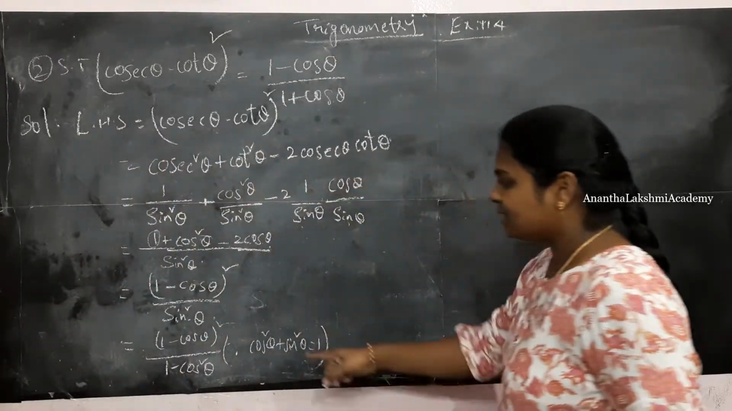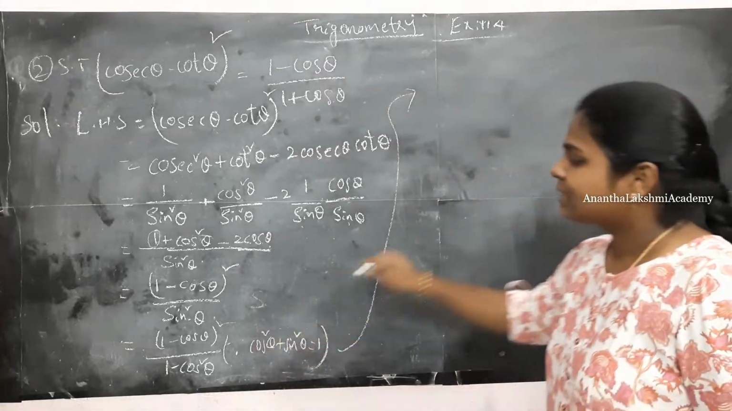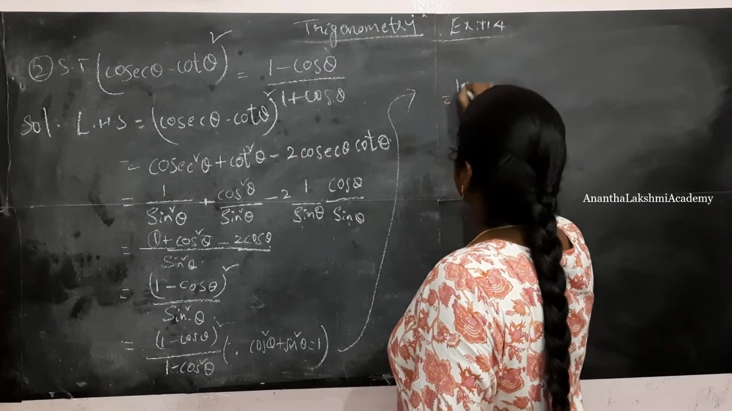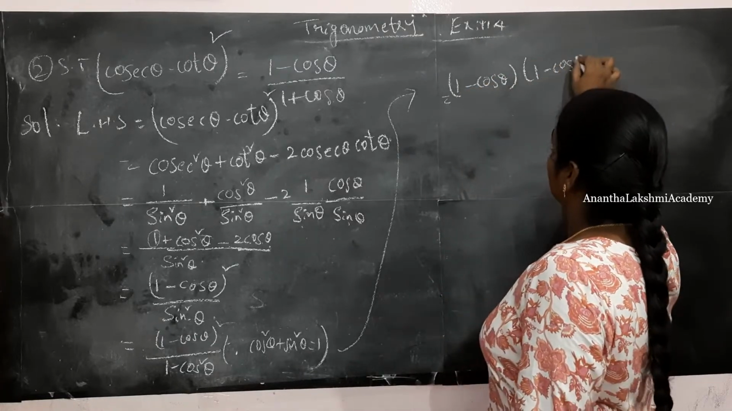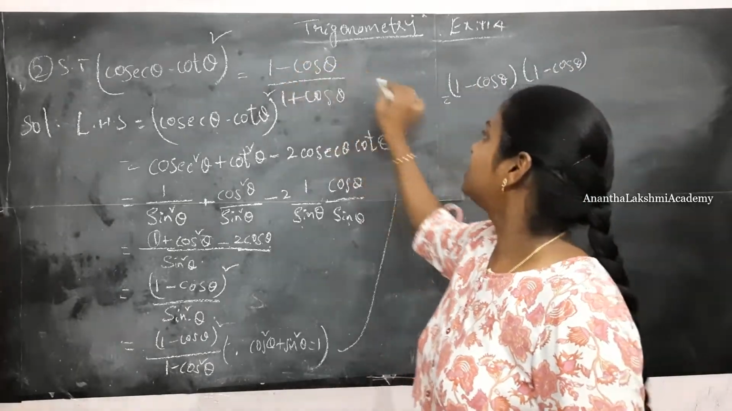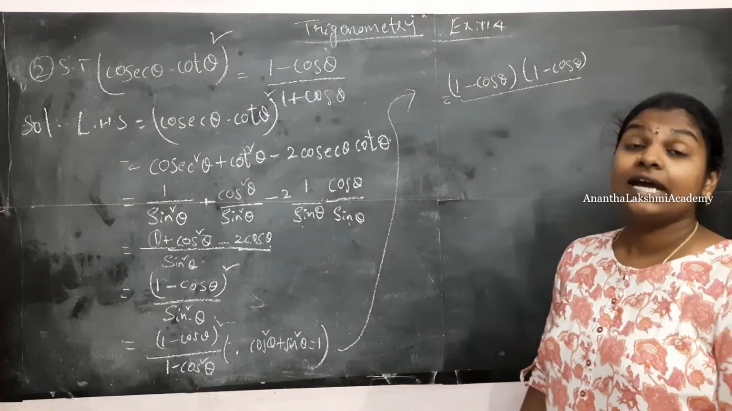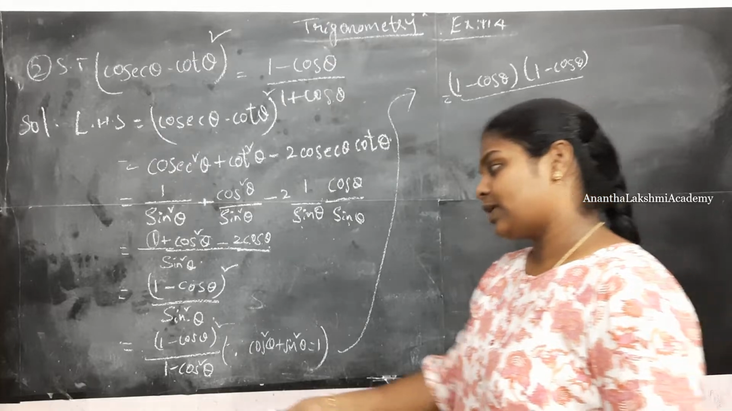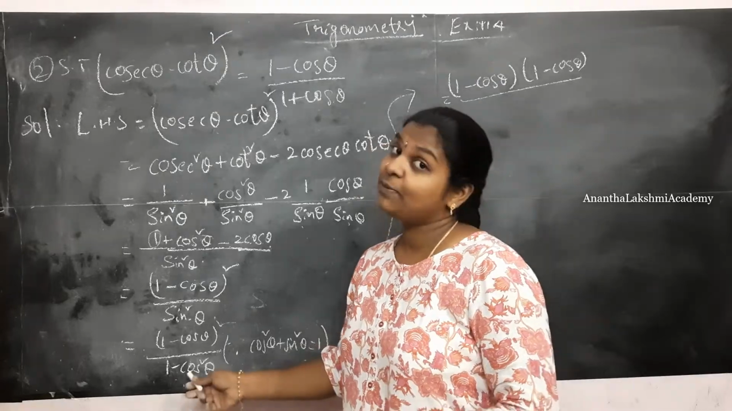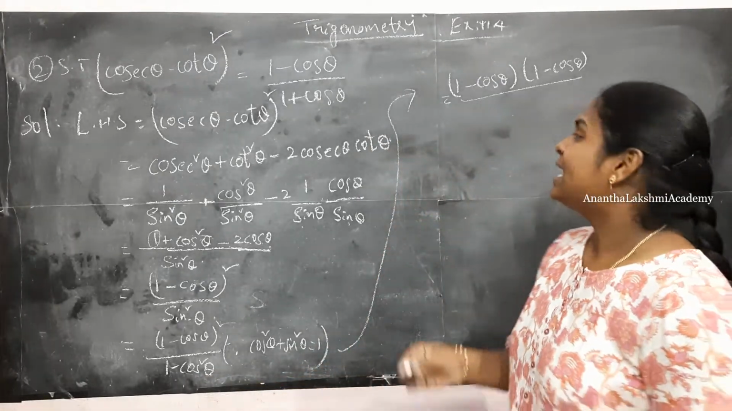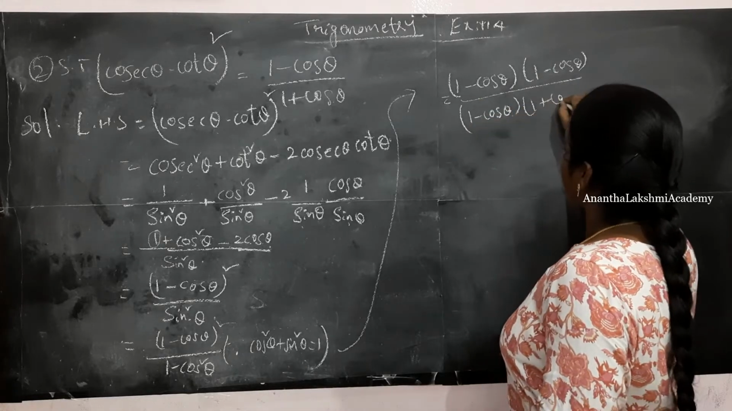Alright, so this becomes 1 minus cos theta whole square. 1 minus cos theta whole square can be written as 1 minus cos theta into 1 minus cos theta. If you look at the RHS, we have only one 1 minus cos theta. So I am just splitting it by 1 minus cos square theta. How can I write 1 minus cos square theta? If you consider 1 as A and cos is b, this is in the form of a square minus b square, which is nothing but a plus b into a minus b. A minus b multiplied with a plus b.